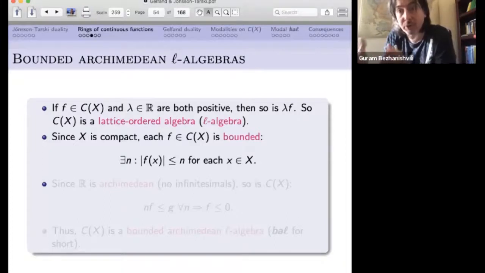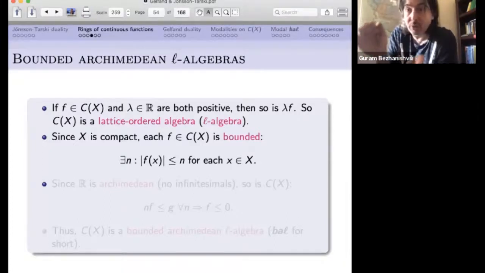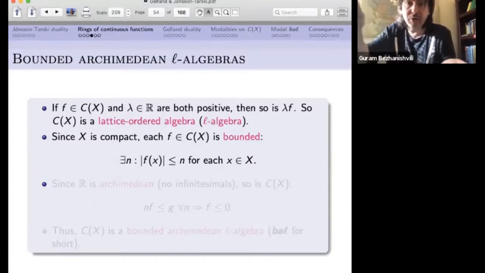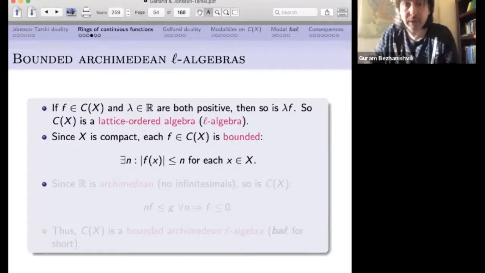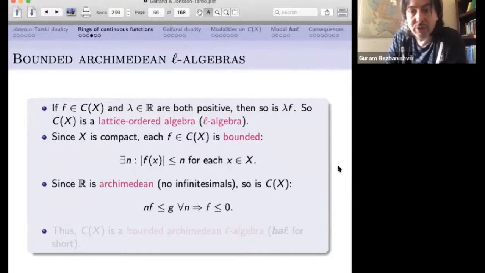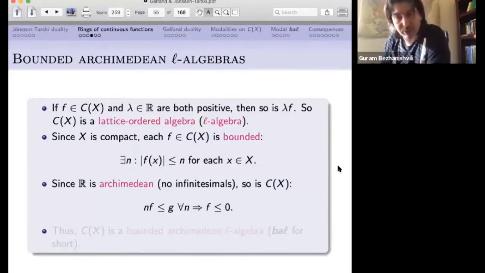And compact on the real numbers simply means that you are bounded. And so every function is going to be bounded, which means that you can always bound the values by some natural number. So you can find some large enough natural number n such that every value of f is going to be between minus n and n.